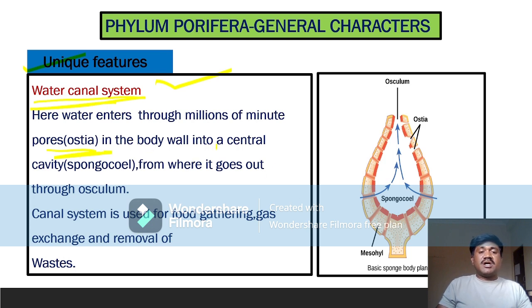So these ostia open into a central cavity. There is a space in the body, and this space is called spongocoel. They open into the spongocoel, from where the water goes out through the osculum. When water enters this cavity, it goes out through the osculum. Look at this, here one opening is there, and through this opening water goes out. Like this there is a canal system in the poriferans' body.